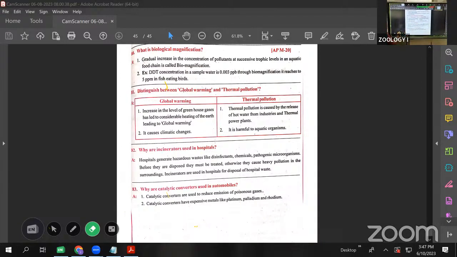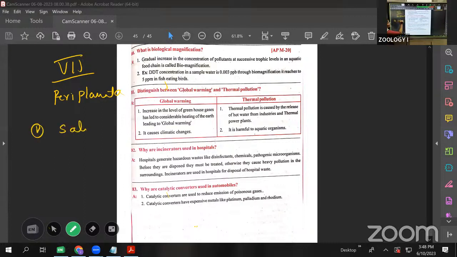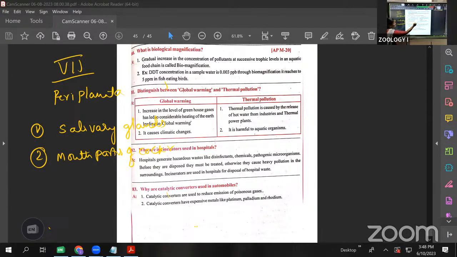That's why, in the seventh lesson, Periplaneta, the three diagrams are important. First one is the salivary glands. Anyway, you practice salivary glands for the LAQ. Next, the mouth parts of cockroach. By my estimation, this diagram will come this time.